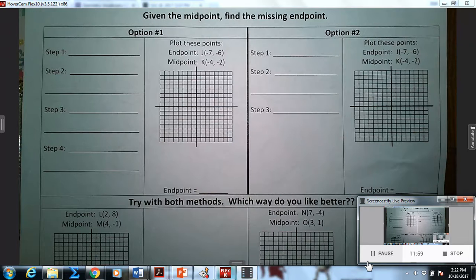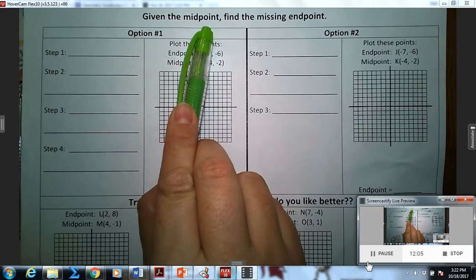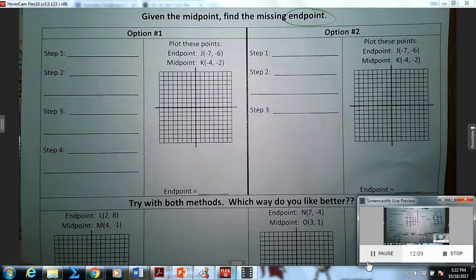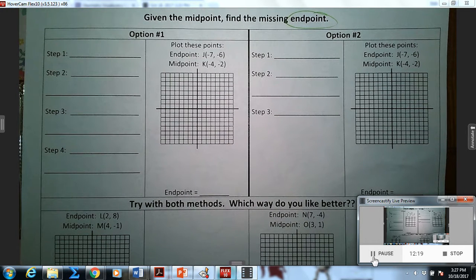Okay, in this last set of problems, we're switching it up a little bit. This time we're being given the midpoint and our goal is to find the missing endpoint. So as usual, I have 2 options for you that you can go with. Option 1 is very visual again.